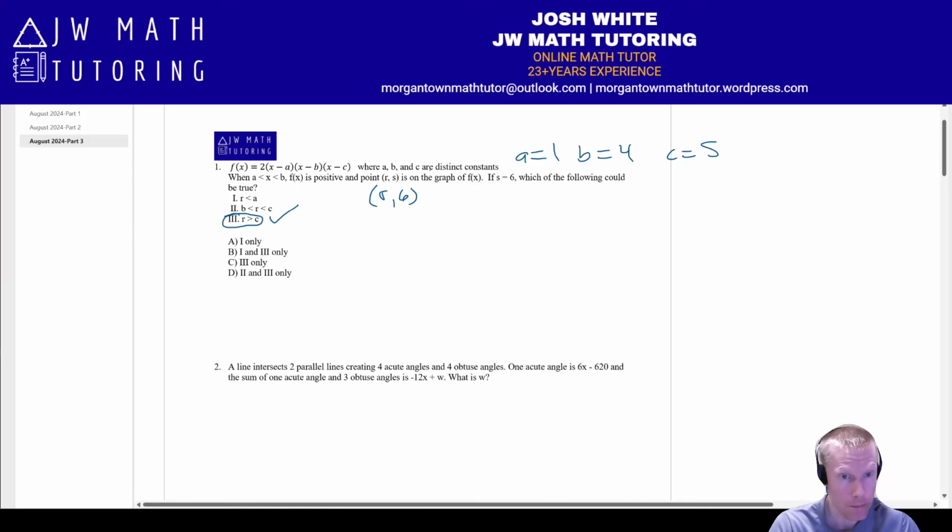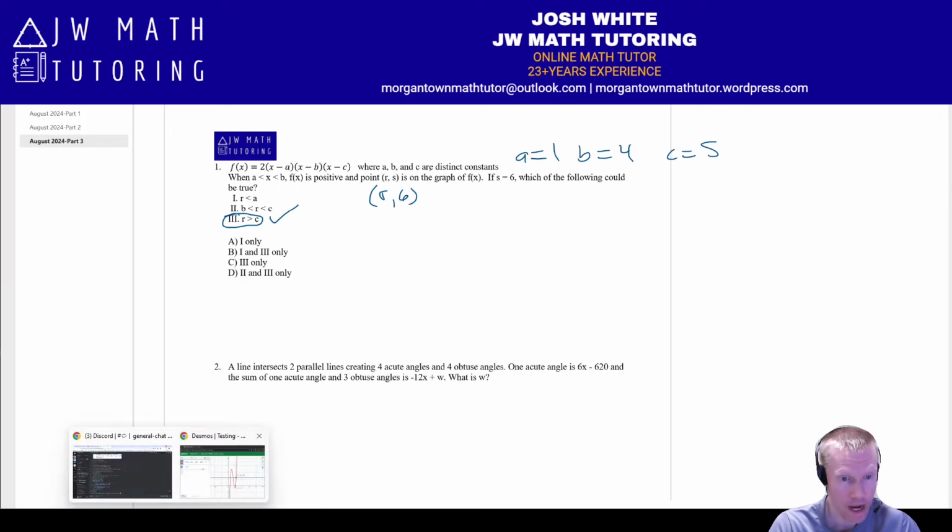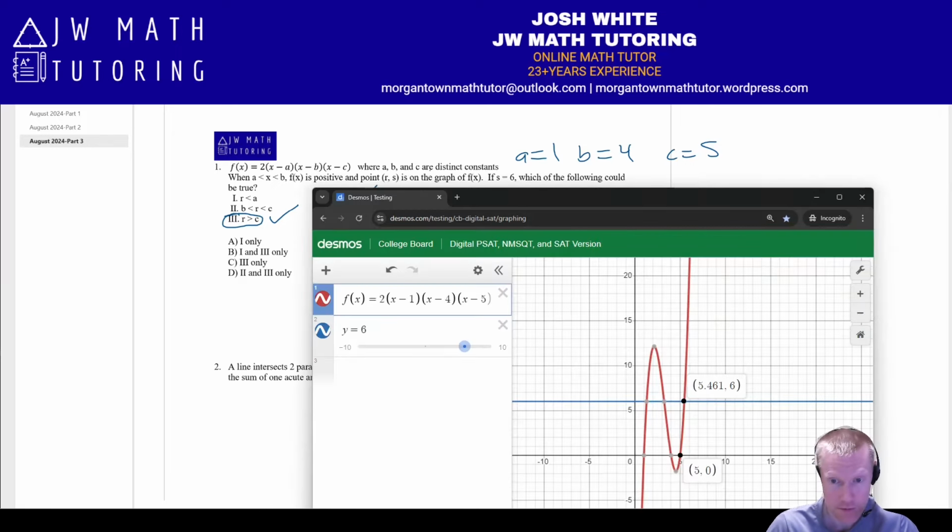What about between b and c? Well, if we go back to the graph, is it possible to have a positive value between the b value and the c value? And the answer is no, it is not. The reason is the shape of this graph: it's a cubic polynomial, and given the end behavior and the fact that the leading coefficient is positive, it has to be going down on the left and up on the right.